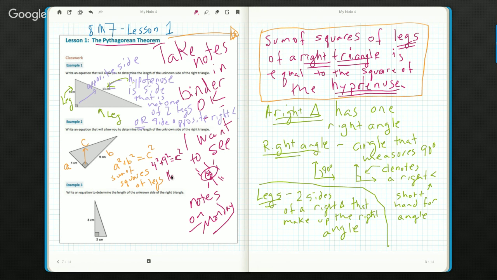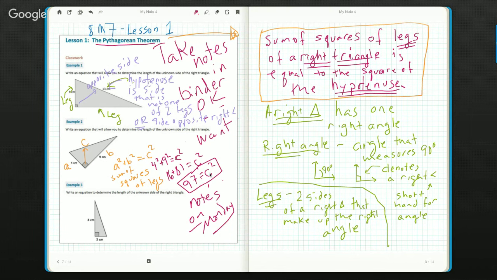Or that 16 plus 81 equals c squared, or that 97 equals c squared. So we're just going to stop there. We're not going to solve for c just yet, because you'll notice that c is not an even integer.